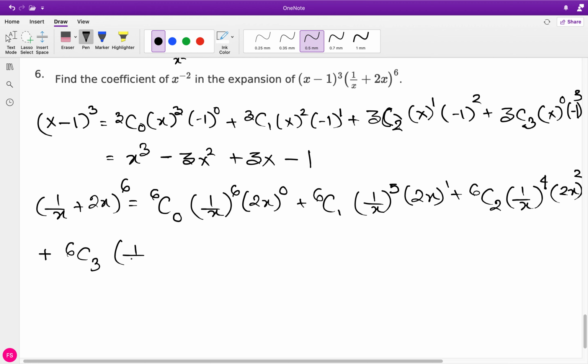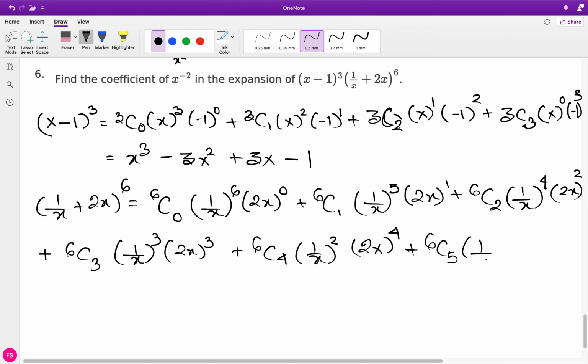6c3, 1 over x to the power of 3, 2x to the power of 3, plus 6c4, 1 over x squared, because 6 minus 4 is 2 again. And the second term is 2x to the power of r, which is 4, plus 6c5, 1 over x to the power of 1, 2x to the power of 5. Oh, thank God, this is our last term. 6c6, 1 over x to the power of 0, and then 2x to the power of 6.